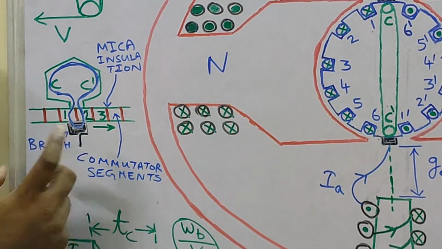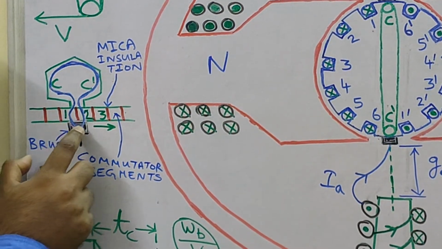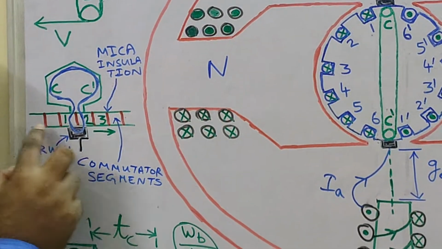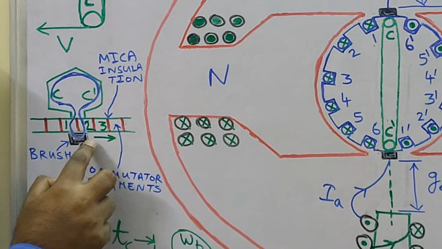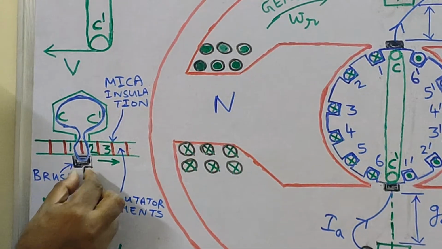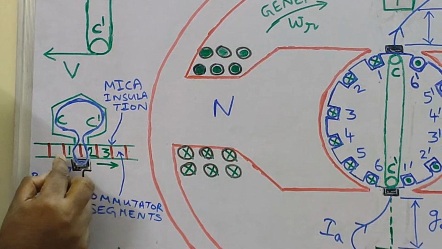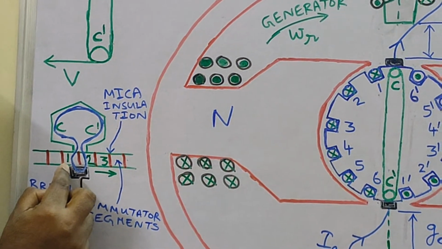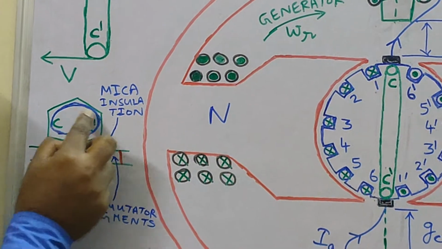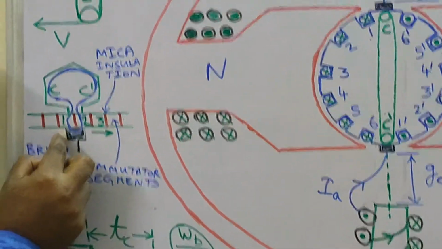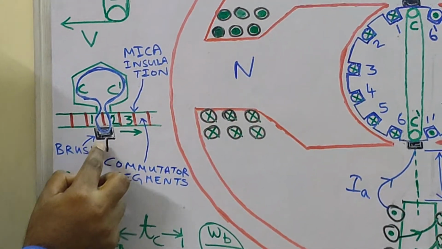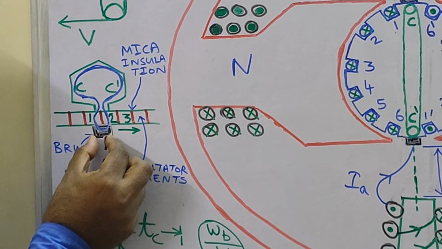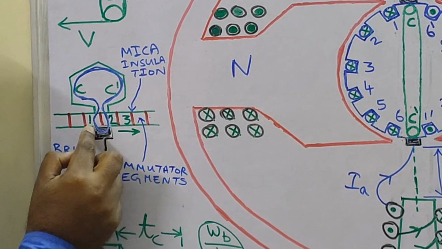Rather, sorry, what should I say? The moment what happens, the brush is stationary and the commutator segment is moving. So a time will come when the entire brush is on commutator segment 1. In that case, the two ends of the coil CC dash will not be getting short circuited anymore, because now the entire portion of the brush is in contact with segment 1.